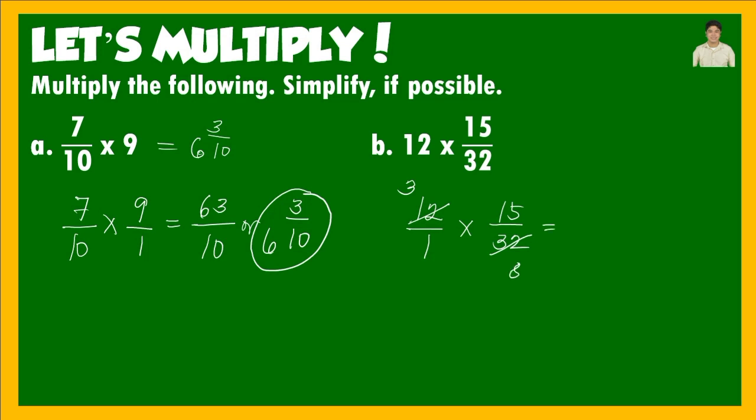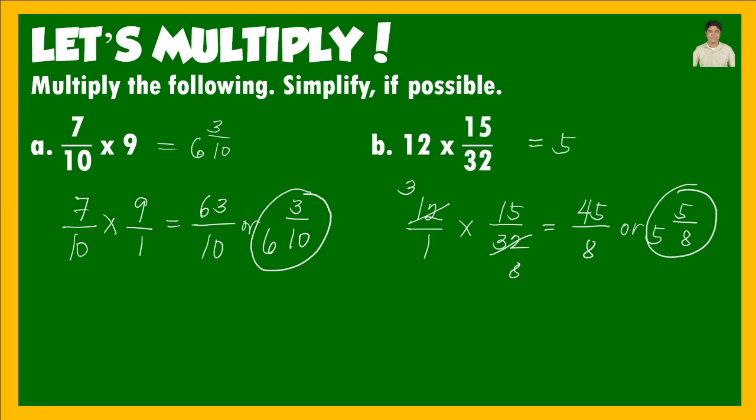Next, multiply the remaining factors. So, 3 times 15, we have 45. 1 times 8, we have 8. So, 45/8. So, ilan ang 8 sa 45? We only have 5. And then, yung remainder, 5. And then, 5 and 5/8. So, this will be our final answer.